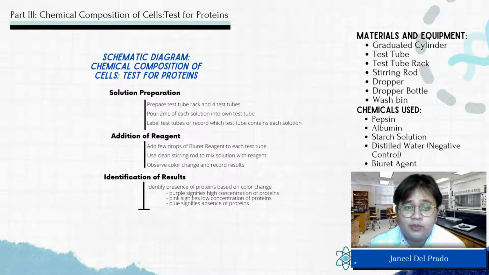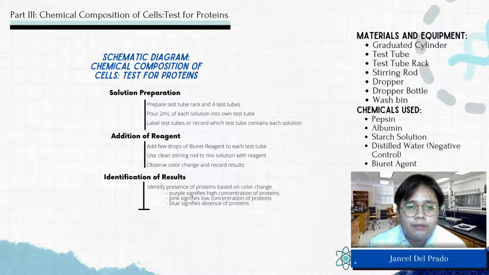The final lab simulation is from McGraw Hill and is called Chemical Composition of Cells, Tests for Proteins. This test utilizes the Biuret reagent in order for us to determine the concentration of proteins present within a solution. This test made use of materials such as graduated cylinders, test tubes, a test tube rack, stirring rods, droppers in its bottles, and a wash bin for used lab materials. The chemicals used in the lab simulation are pepsin, albumin, starch solution, and the Biuret reagent. Additionally, distilled water was also utilized in this experiment.